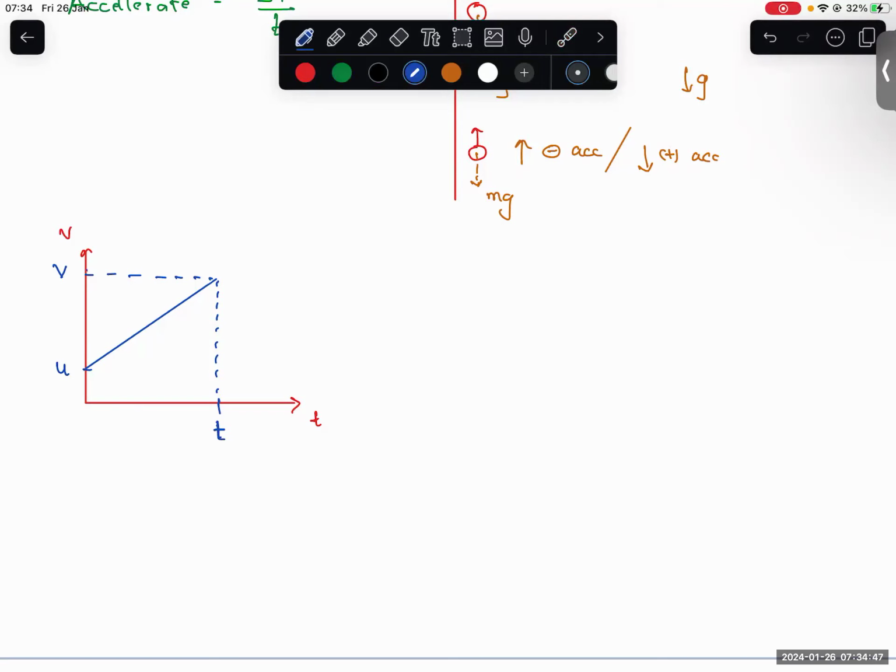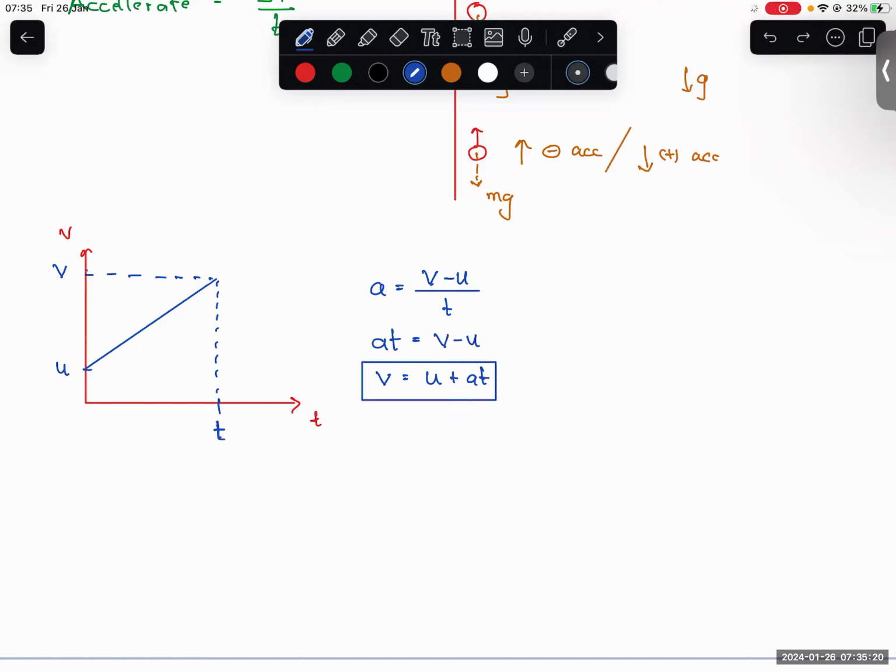Acceleration is equal to the rate of change of velocity, so you put the change of velocity divided by time. If I take the time to the other side, it will be at equals v minus u. So finally, v is equal to u plus at. This is the first equation of linear motion. Do you understand?